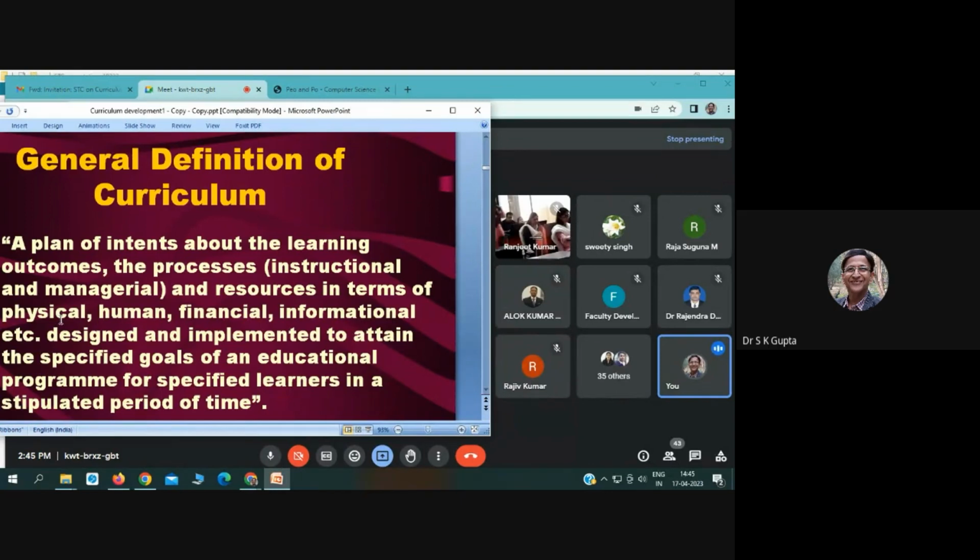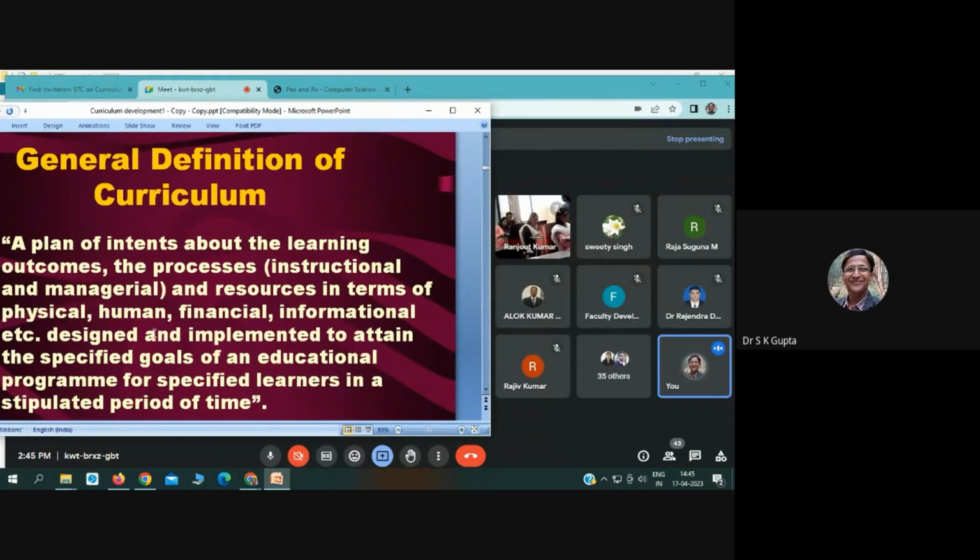What do physical resources mean? Your labs, your workshops, your drawing room, your tutorial room, your classrooms. Those are all your physical resources.